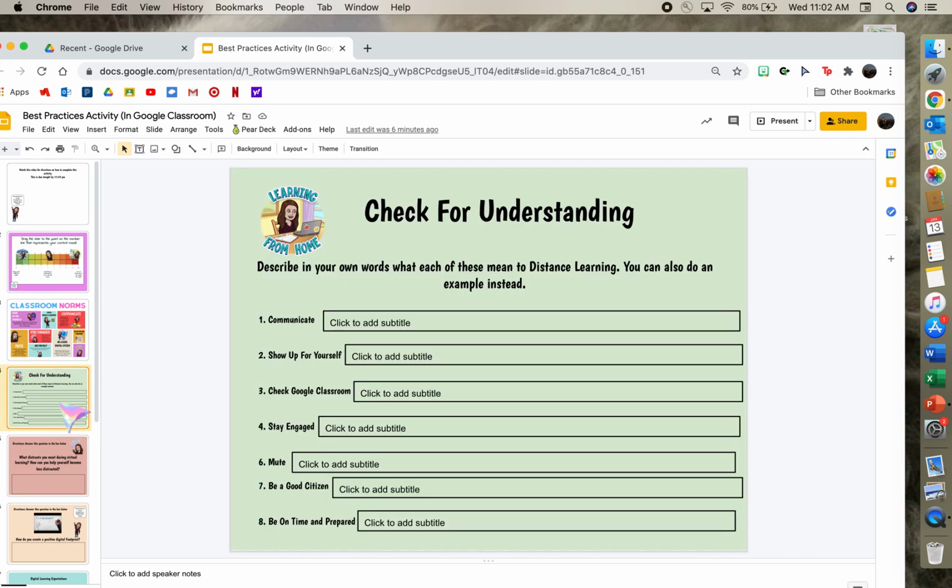Okay, so this slide is where you'll actually be going over what I just went over myself. So you'll be telling me in each of these boxes, you're going to describe in your own words what each of these mean, or you're going to give an example of what it means to communicate, what it means to show up for yourself. So I'm just looking to see if you actually watched my video and understood what I was saying, because if you actually watched the video and you are doing this assignment, then they'll be very similar to what I was talking about in the last slide.